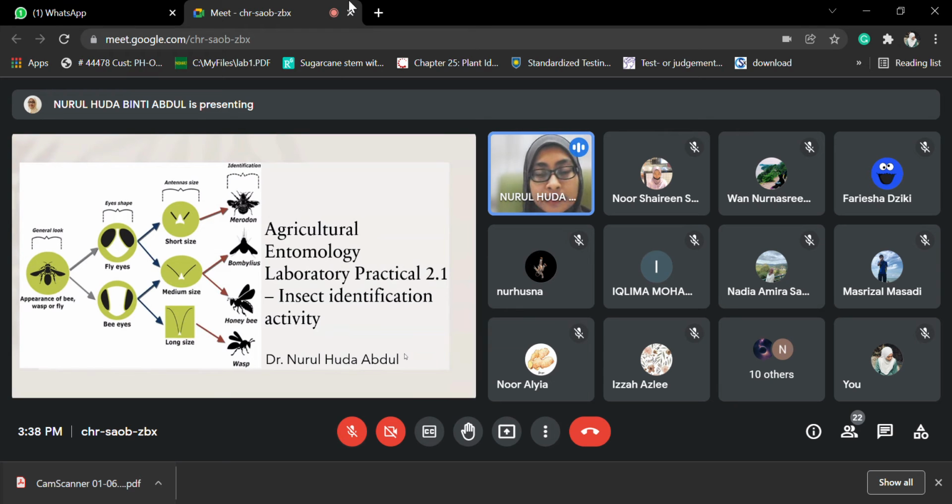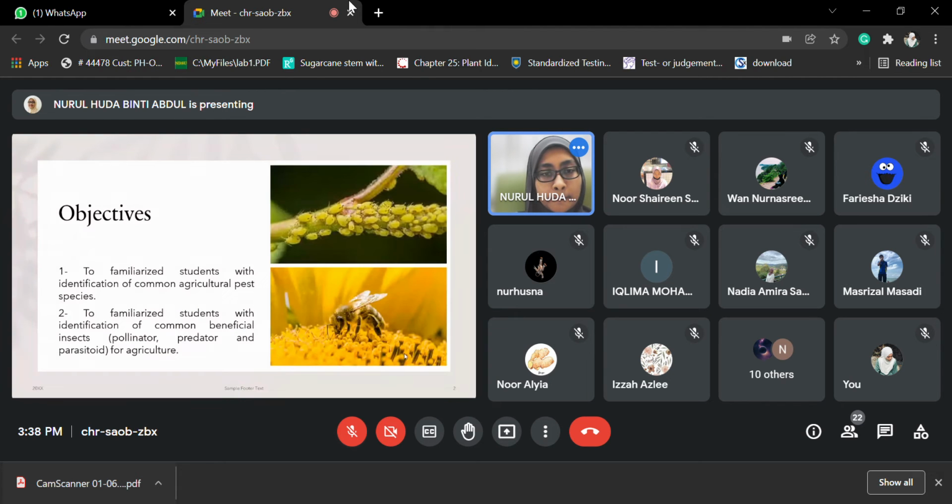Picture online lah. Maksudnya kalau katalah kamu nak tengok lagi jelas tentang dia punya kaki ke kan. So you have to look for the picture from online. Okay, so our objective for this practical is actually to familiarize you with the common agricultural pests.